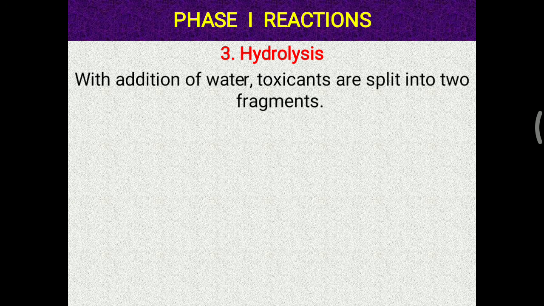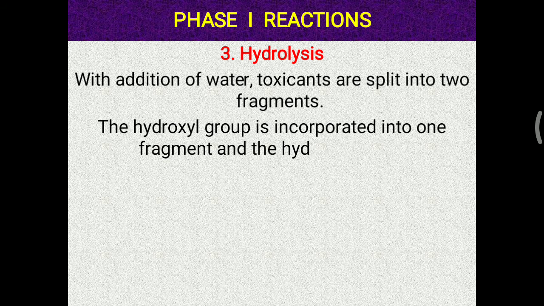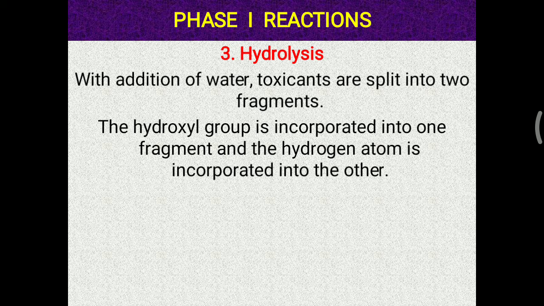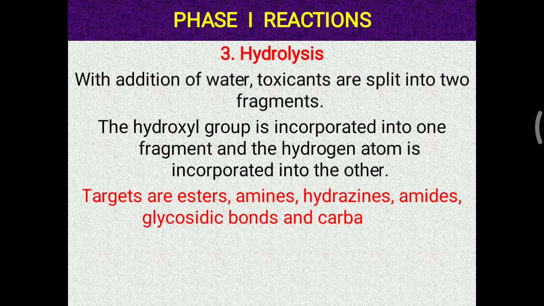The simple meaning of hydro is water. So with the adding of a water molecule, which is made up of H and OH, toxicants are split into two fragments. Basically H2O is made up of H, meaning hydrogen, and OH, the hydroxyl group. The hydroxyl group is incorporated into one fragment and the hydrogen atom into the other one. So the targets are esters, amines, hydrazines, amides, glycosidic bonds and carbamides. All can undergo this phase 1 reaction with the help of the hydrolysis process.